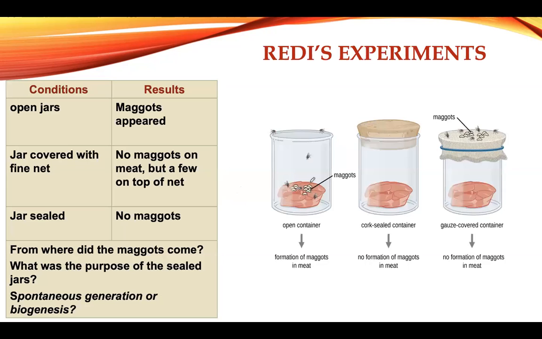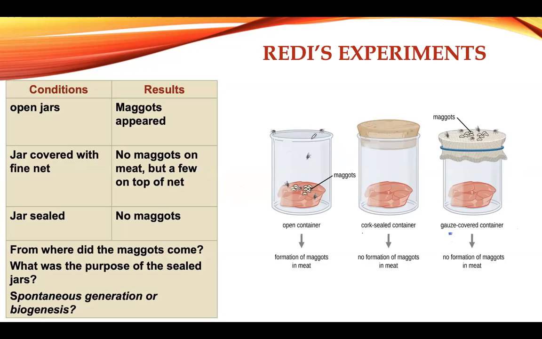What he did, he took 3 jars, and in each jar he took a piece of meat. Then 2 jars he kept open, 2 jars were tightly sealed, and 2 jars he covered with gauze. So basically there were 6 containers.